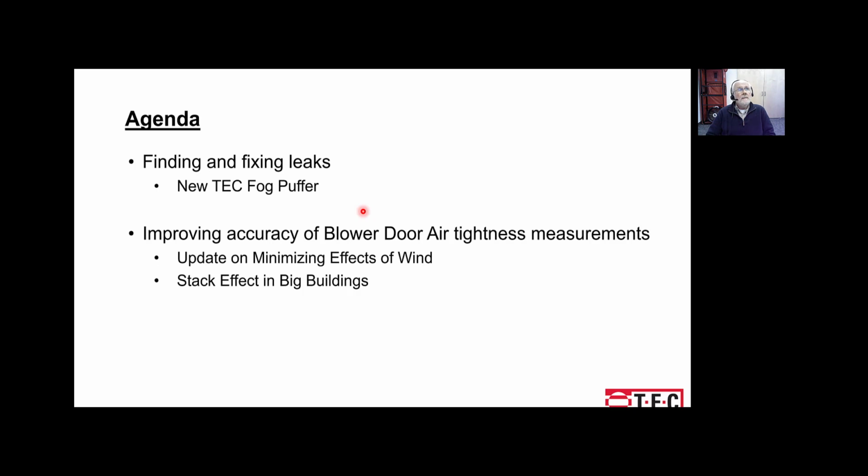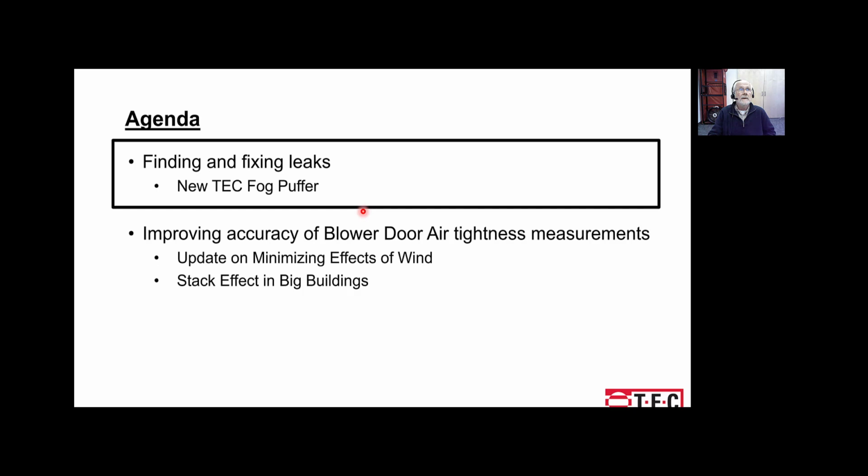But I'm also working on some projects to improve the accuracy of the blower door when measuring air tightness, including wind effects and stack effect in big buildings. So we'll talk about those things.